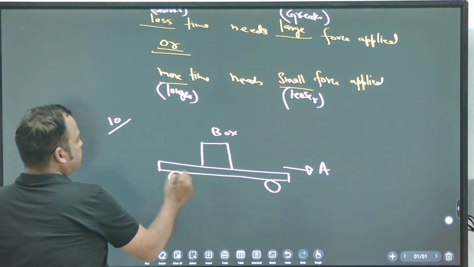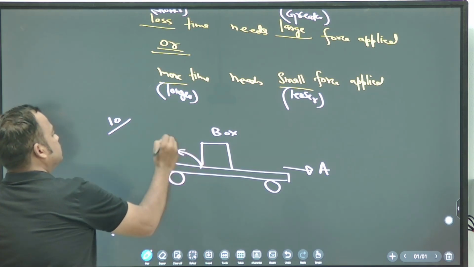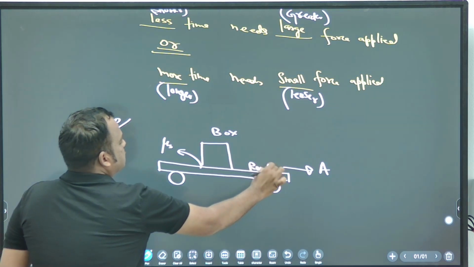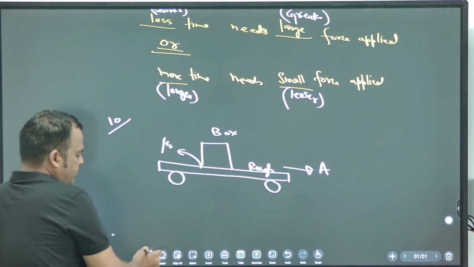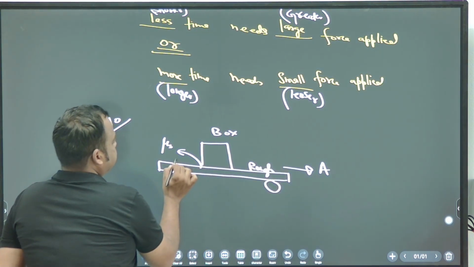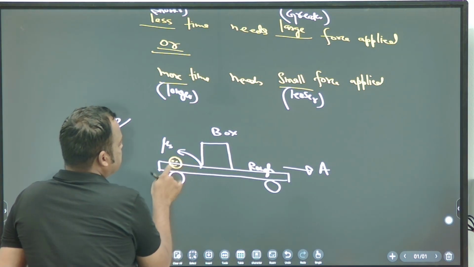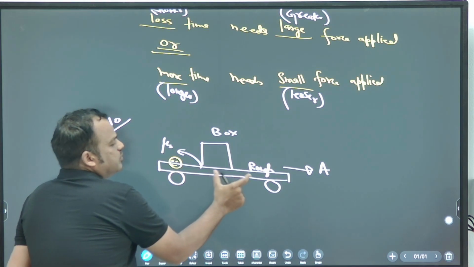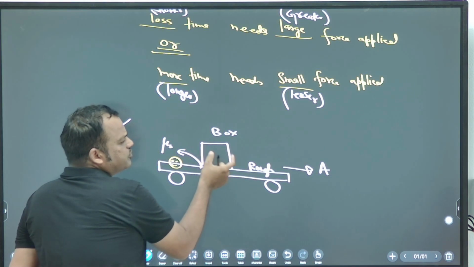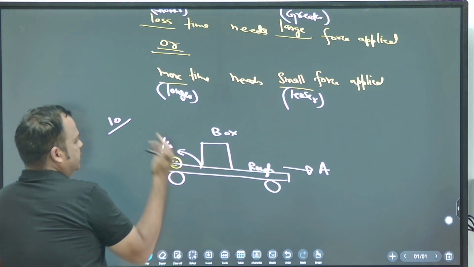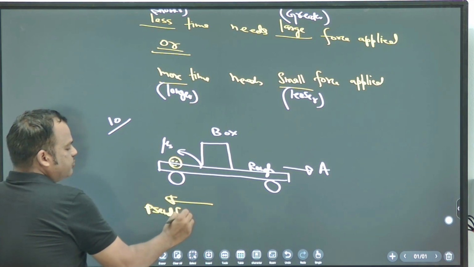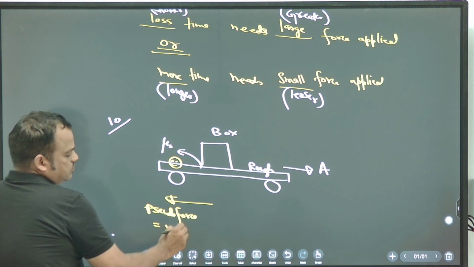Coefficient of friction is given, mu s. Means the trolley surface is rough. You tell me, suppose the observer is inside the trolley. Now the trolley is accelerating to the right side. So the box will experience pseudo force where? Left side. So what is the formula for pseudo force? Ma.